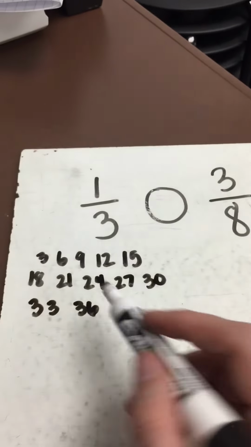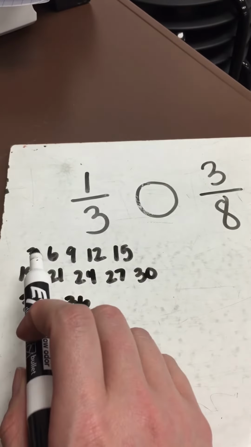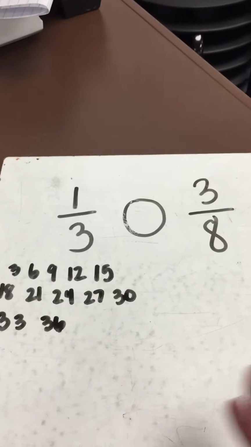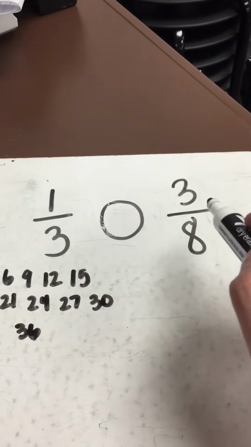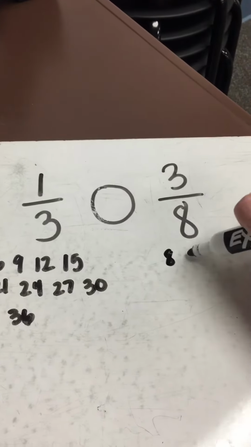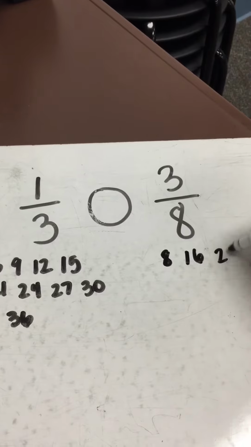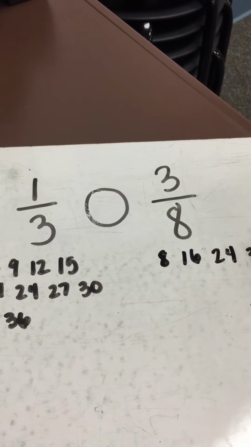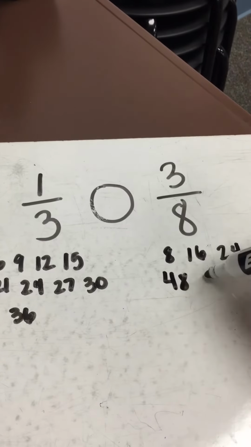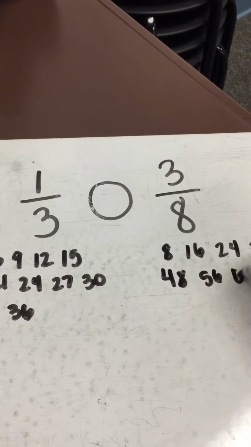Okay, so I've listed all the different products. I tell them to go from 1 to 12. I don't think they're going to go any higher in 4th grade. And then I'm going to do the same thing over here for the number 8. Okay, 8 times 1 is 8, 8 times 2, 8 times 3, 8 times 4, 8 times 5, 8 times 6, 8 times 7, 8 times 8.